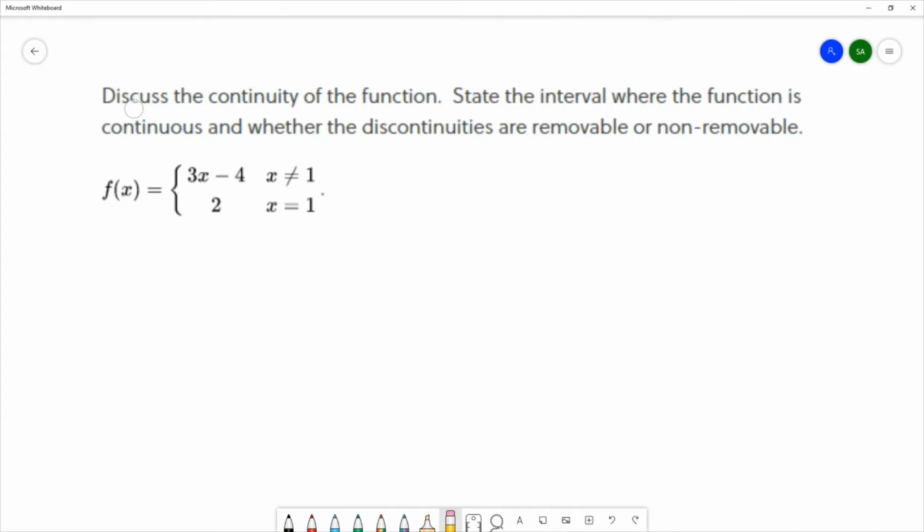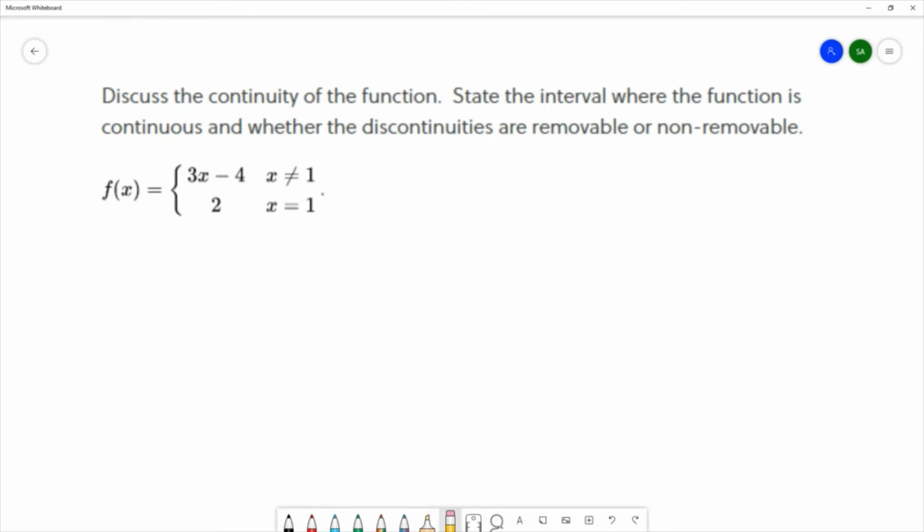For this question, we want to discuss the continuity of the function, state the interval where the function is continuous, and whether the discontinuities are removable or non-removable. So in this example, we have a piecewise defined function. f of x equals 3x minus 4 when x is not equal to 1, and f of x is 2 when x is equal to 1.